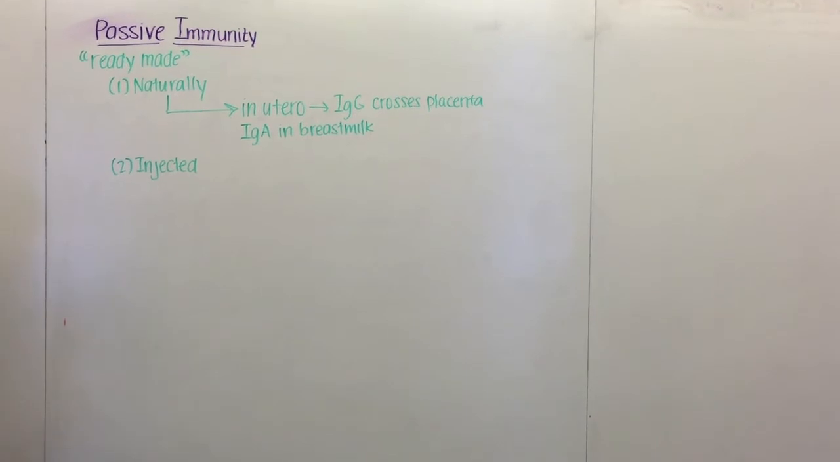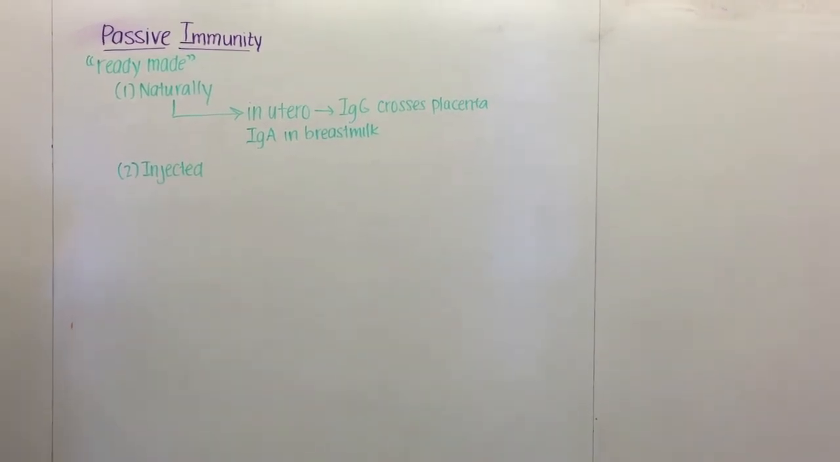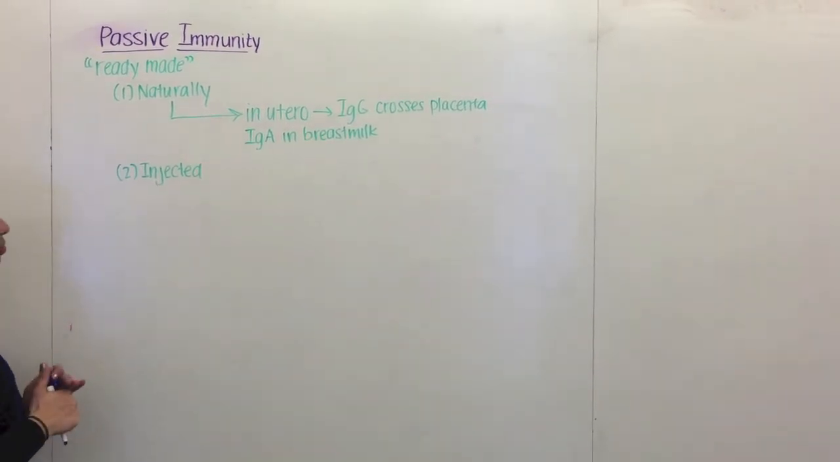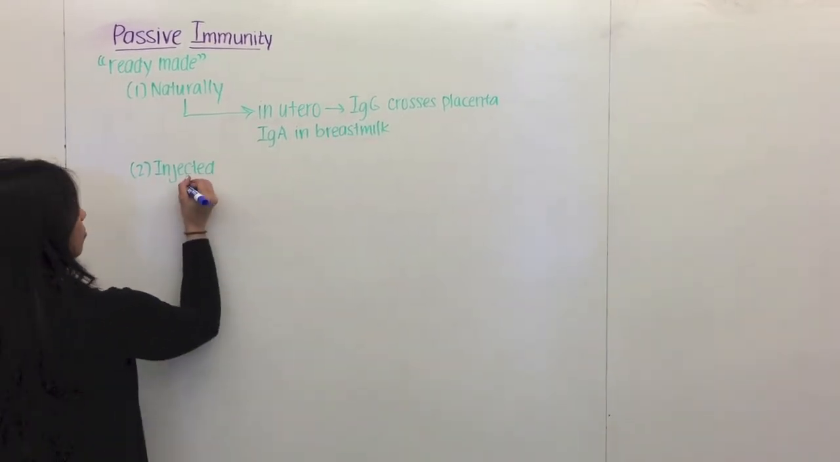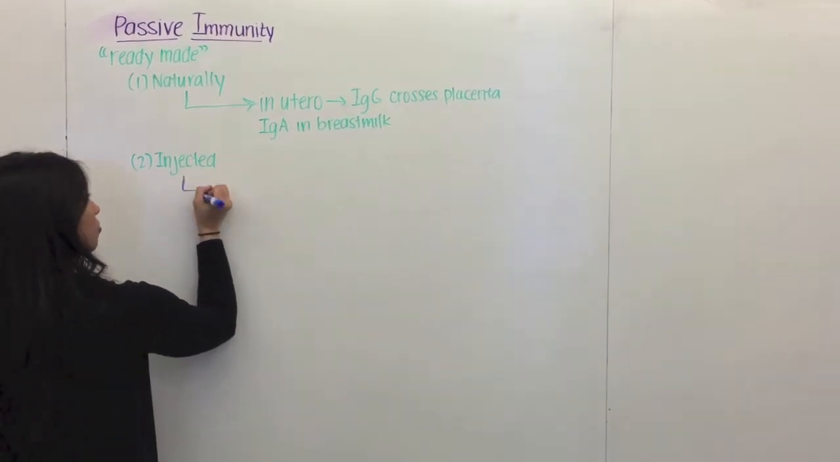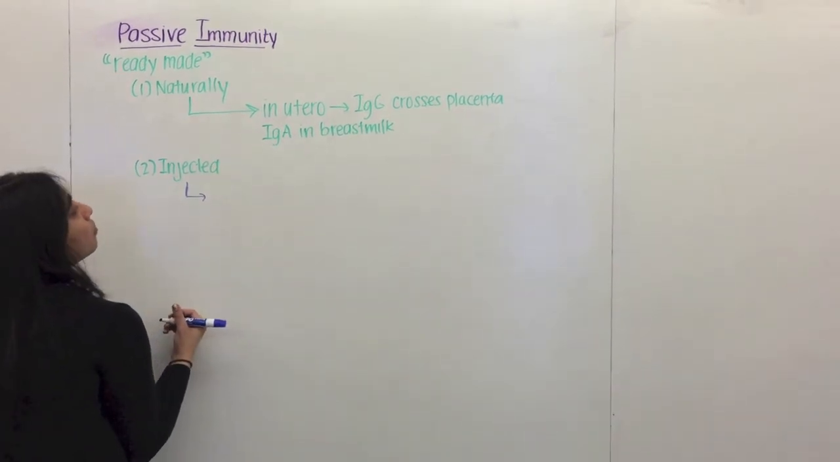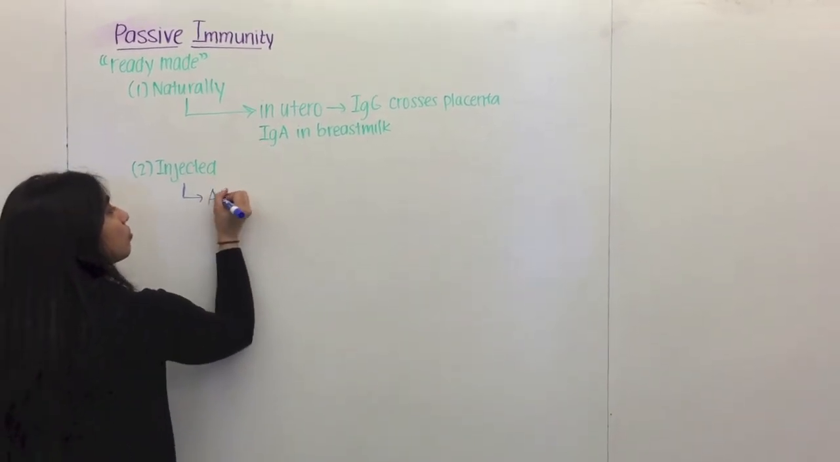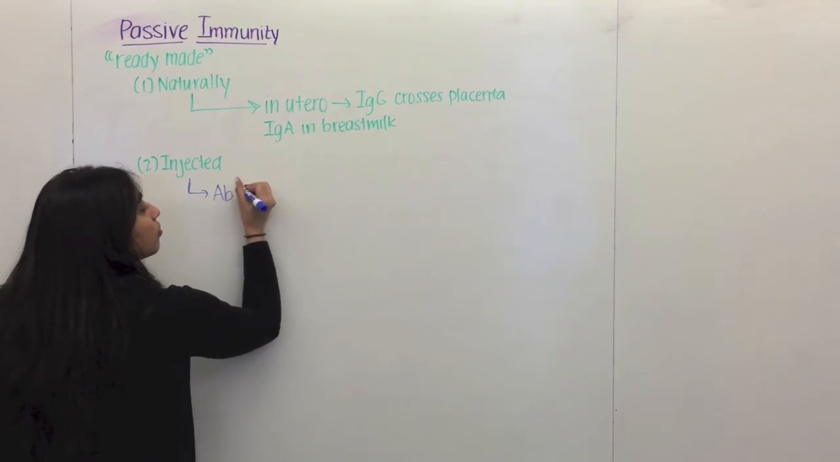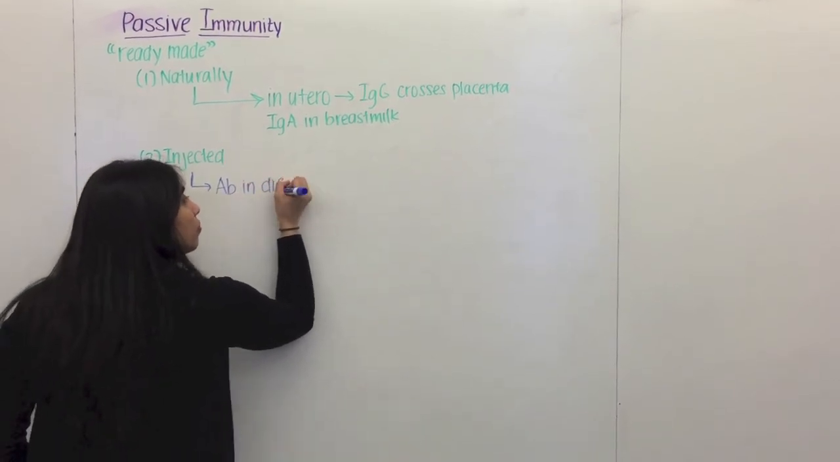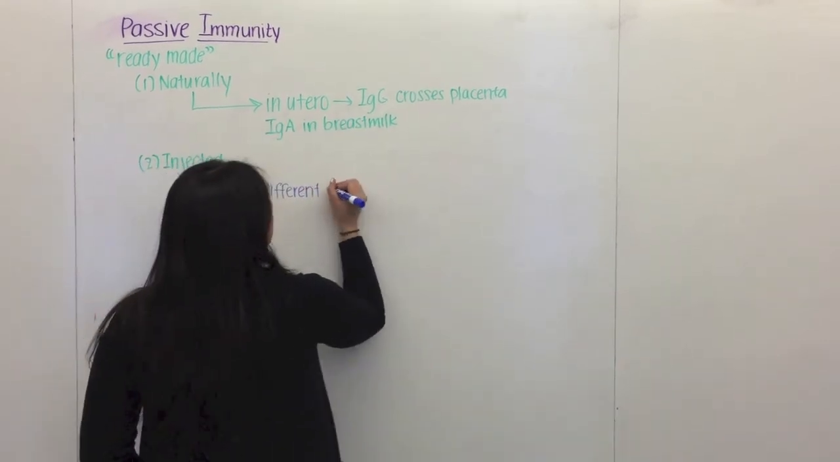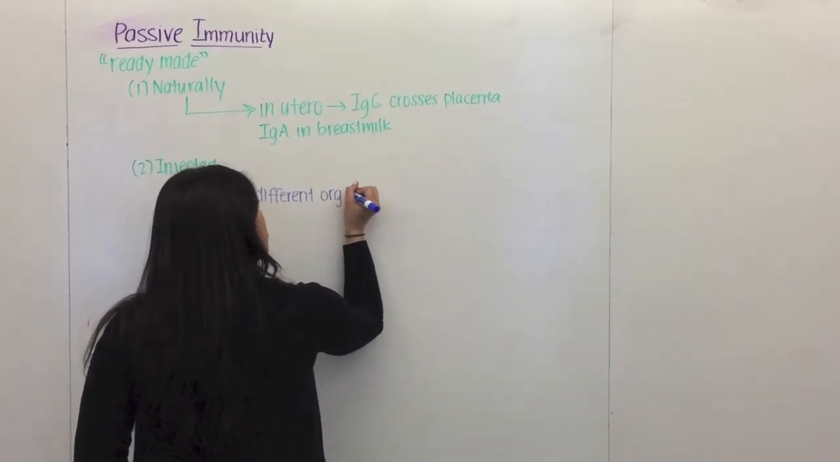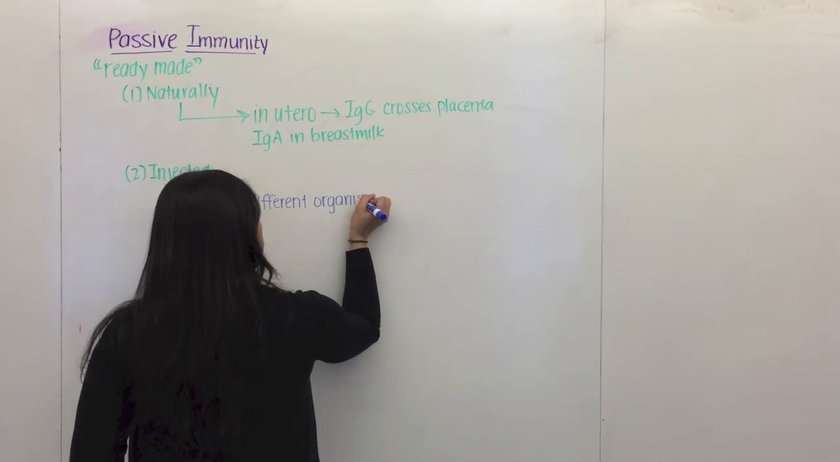Once you're an adult, you don't have the option of naturally made antibodies, so we have to use injected antibodies. Basically, the antibodies are formed in a different organism, human or horse, and then they are harvested from that organism and injected into an immunocompromised person so that they can fight off whatever infection they are at risk for.